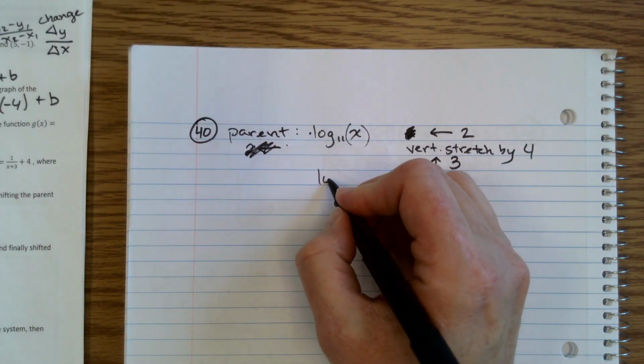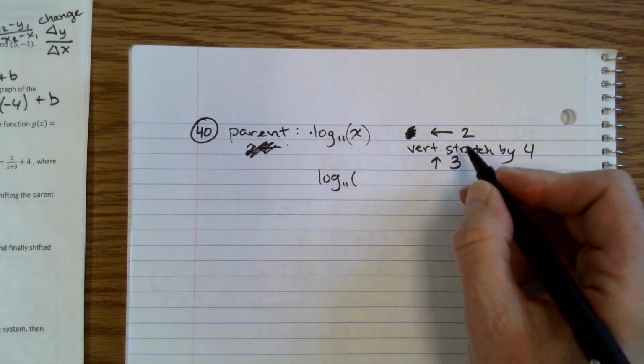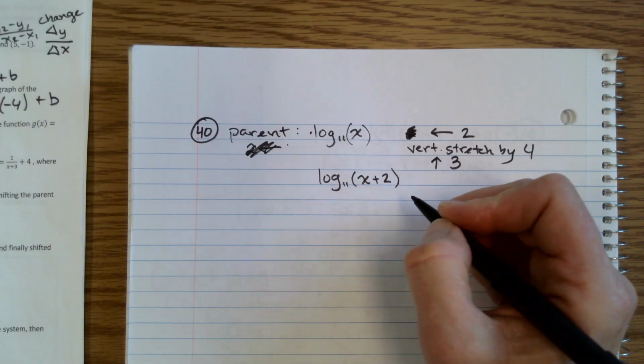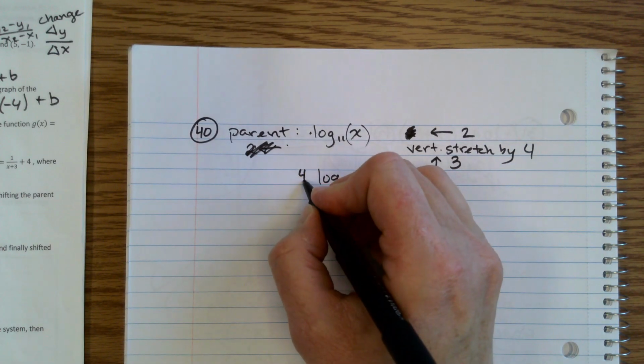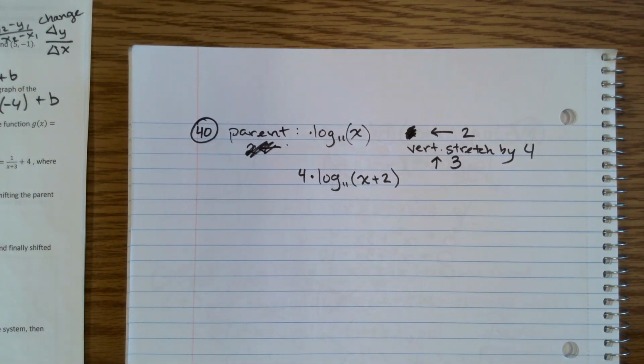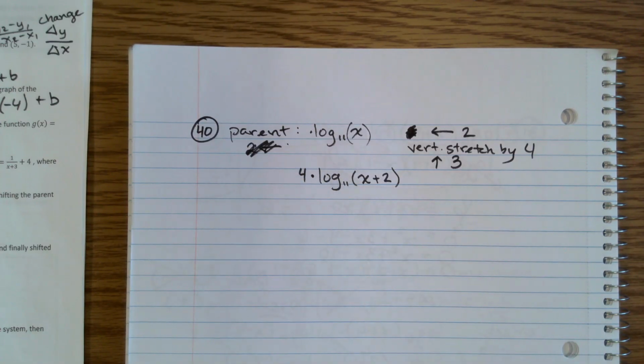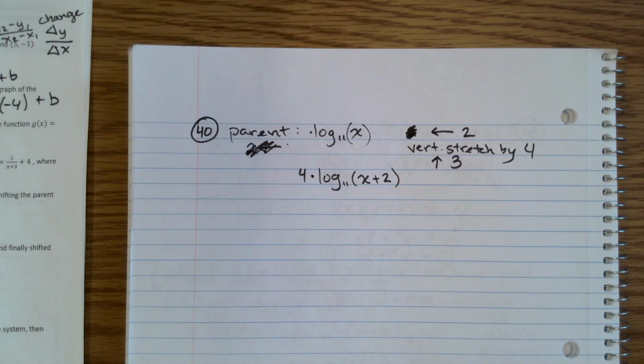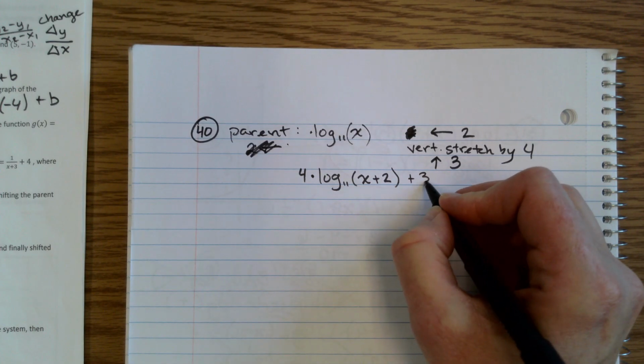So we start with log base 11, that doesn't change. X left 2, opposite sign, plus 2. Vertical stretch by 4 means you multiply by 4. If it's a compression, it would say a vertical compression by 1/2 or 1/3 the height, in which case you multiply by 1/2 or 1/3. So compress is always a number less than 1, stretch is always a number bigger than 1. And then up 3 would be plus 3 on the outside.